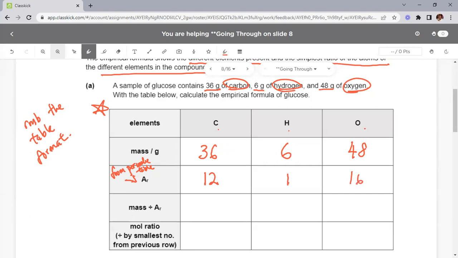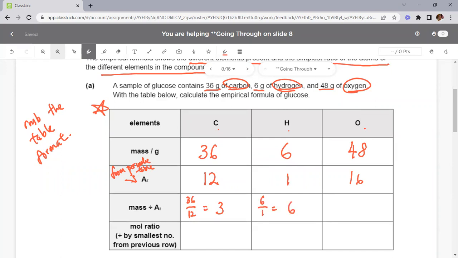After I've done this step, what I'm going to do next is take the mass divided by the AR. In this step, I'm going to take 36 divided by 12. My answer will be 3. 6 divided by 1, my answer will be 6.